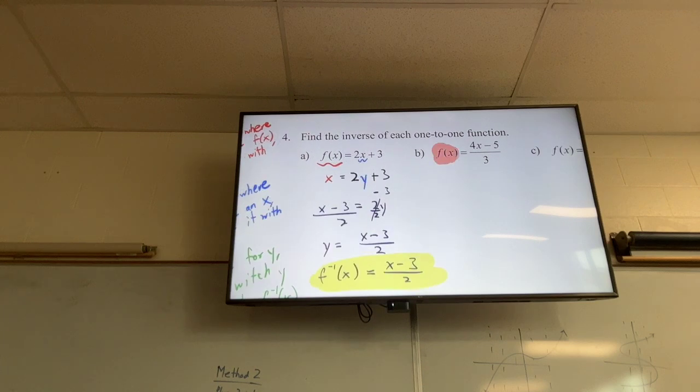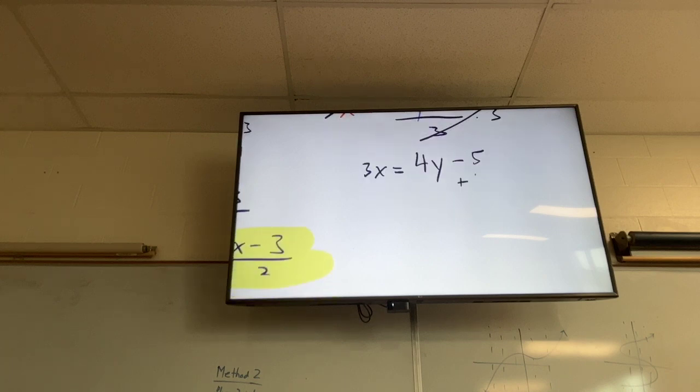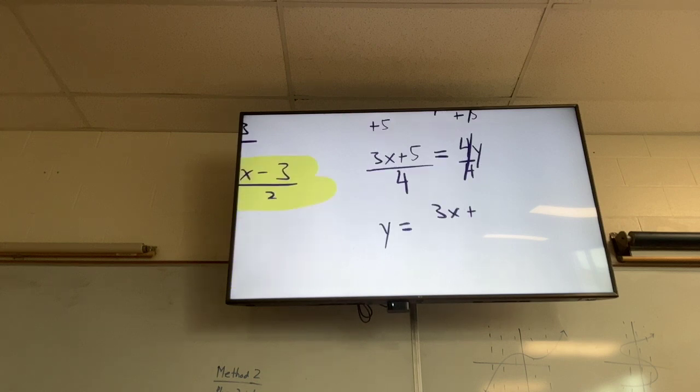Okay. So everywhere you see an f of x, I just want to change that to an x. Everywhere I see an x, I want to change that to a y. So x equals 4, and then y minus 5 all over 3, okay? And then I want to solve for y. So I'm going to multiply both sides by 3. I'm going to add 5 to both sides. And I'm going to divide by 4. So I have y equals 3x plus 5 all over 4.